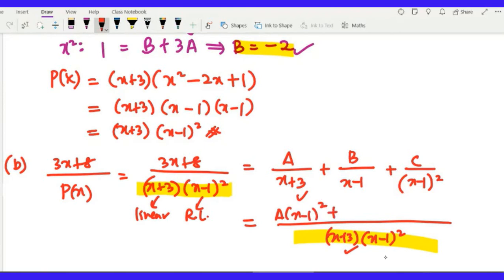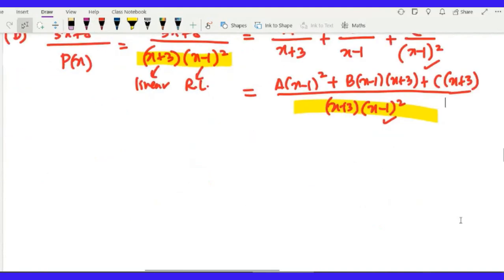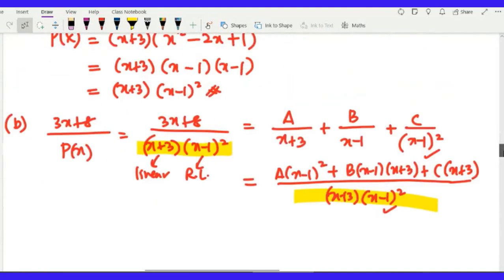Untuk B pula, bawah dia dah ada x minus 1, tapi x minus 1 dia ada kuasa 1 je. So maksudnya dia masih perlu x minus 1 lagi sekali, another factor, dan dia tak ada x plus 3. Cukupkan dia, seimbangkan dia. Penyebut mesti sama dengan yang asal. Untuk C pula, dia dah ada (x minus 1) squared, so dia tak cukup x plus 3. Daripada sini, kamu boleh just equate the numerator part.